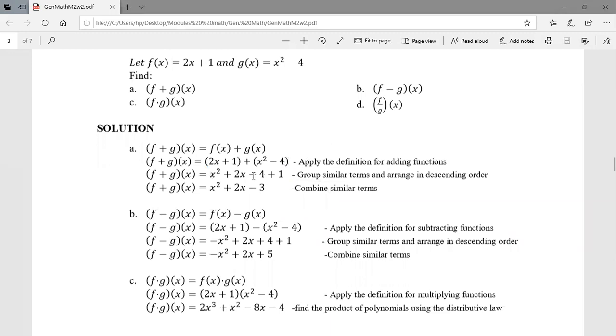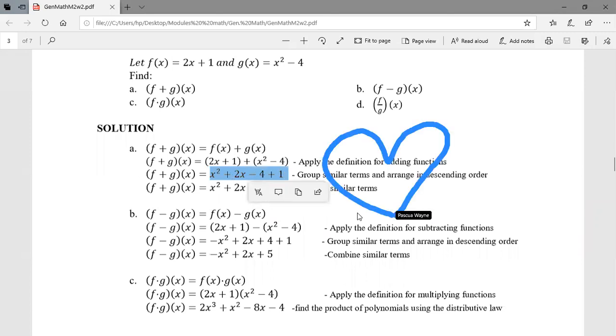Okay, sige. So, group similar terms and arrange in descending order.